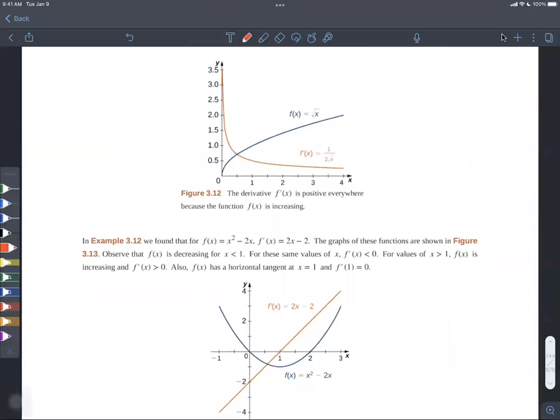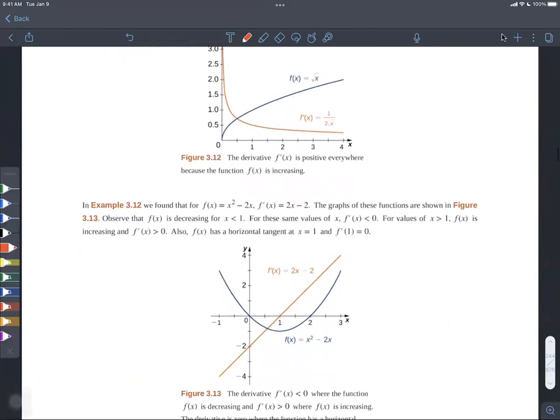In example 3.12, we found that for f of x equals x squared minus 2x, the derivative function f prime of x equals 2x minus 2. The graphs of these functions are shown in figure 3.13. Observe that f of x is decreasing for x less than 1. You can see that when x is less than 1, this function is decreasing.